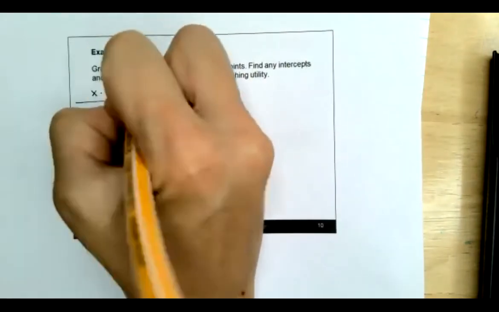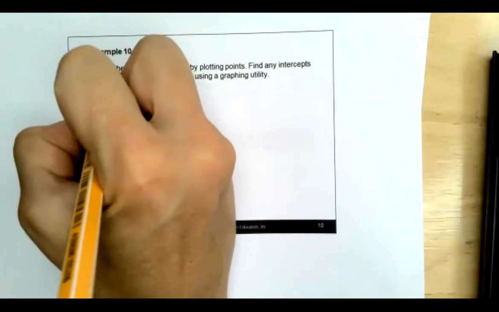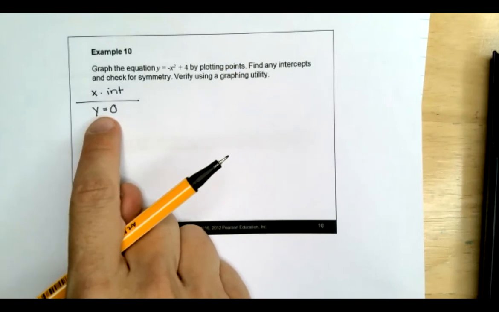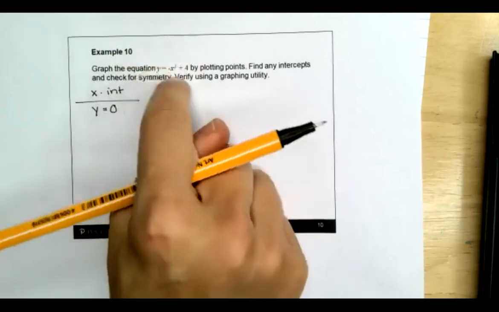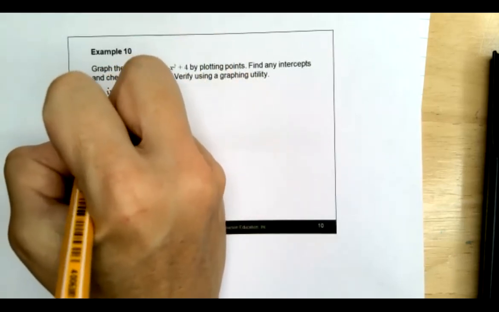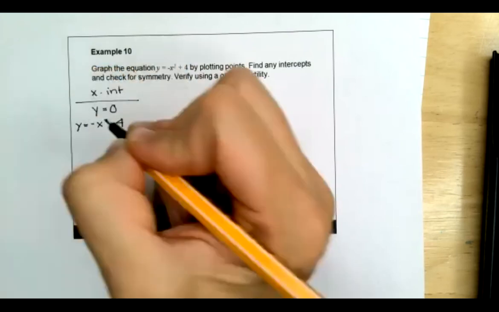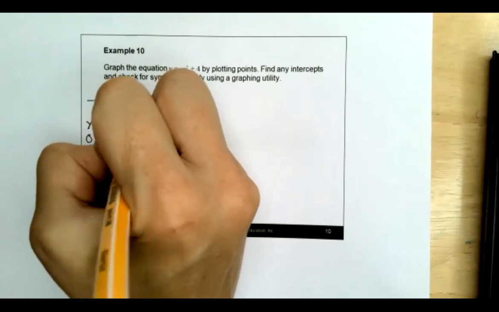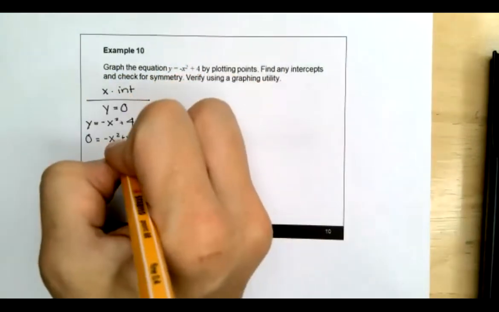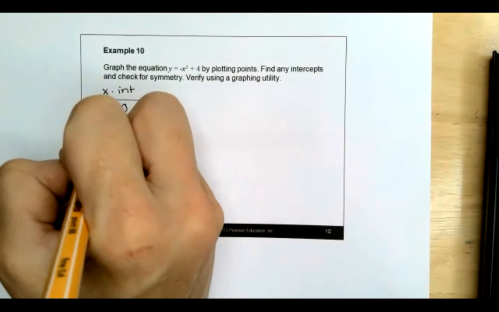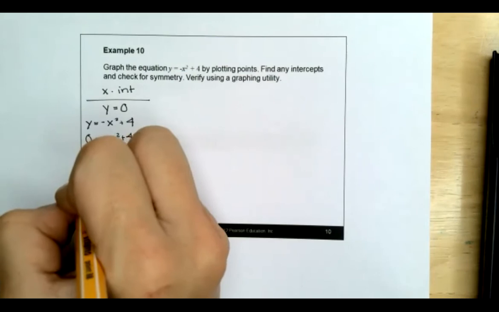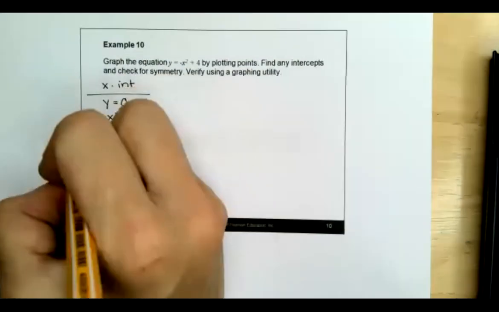x-intercept. How do I find my x-intercept? I set y equal to 0 because when y is 0, we are on the x-axis. Good. Take that equation, y equals negative x squared plus 4. Change your y to a 0. 0 equals negative x squared plus 4. Now we're solving for x, so I'll subtract 4. Negative 4 equals negative x squared.